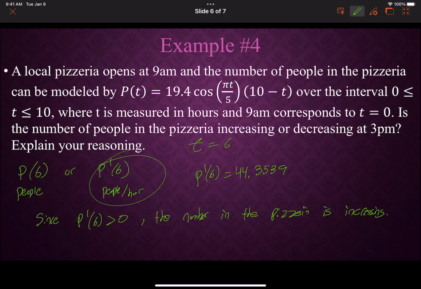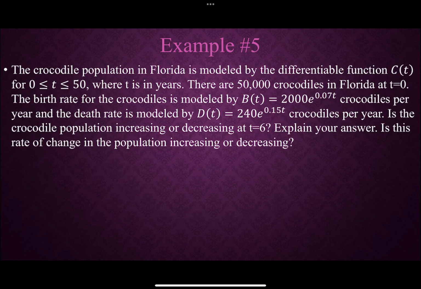All right, very straightforward. Now let's do one more scenario using this kind of concept. So this one, we're talking about crocodile population in Florida, modeled by the differentiable function C of t. So C of t is the population of crocodiles from 0 to 50. T is measured in years. There are currently 50,000 crocodiles in Florida at t equals 0. The birth rate for crocodiles is modeled by B of t, which is 2,000 e to the 0.07t crocodiles per year. Death rate is modeled by D of t, 240 e to the 0.15t crocodiles per year.